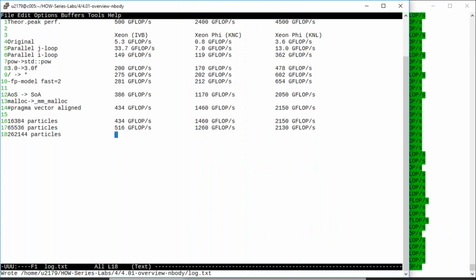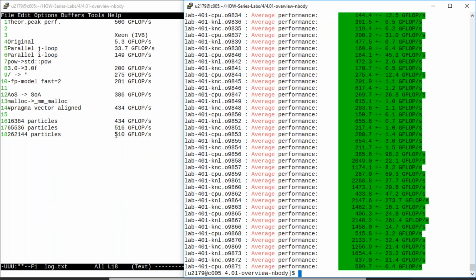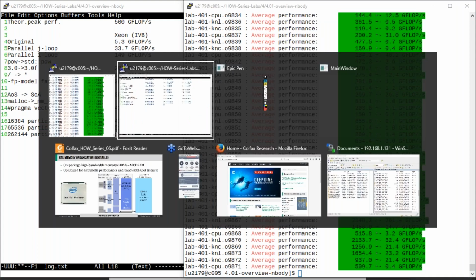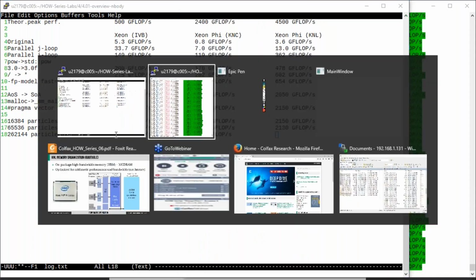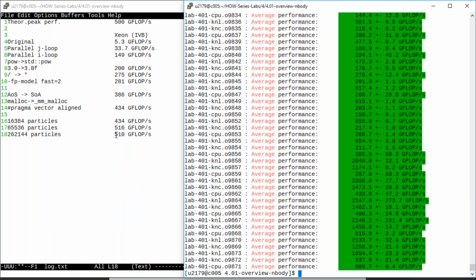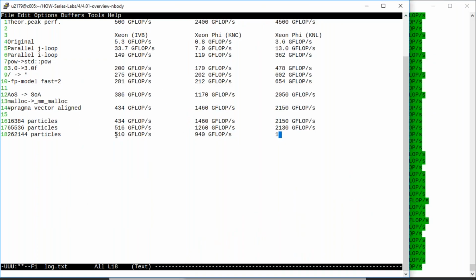I think now it's clear. So 510 gigaflops per second on the CPU, 940 on Knight's Corner, and 1650 on Knight's Landing. So Xeon Phi performance starts going down and down. Xeon is feeling good though.